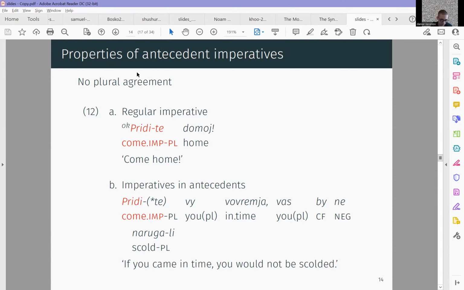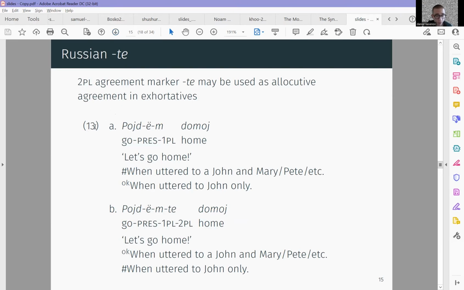And this is important because there are contexts where the second person plural agreement morpheme -te in Russian appears as a sort of allocutive agreement, as a true marker of properties of the addressee, as can be seen in 13a and 13b, Russian exhortatives. «Пойдем домой», let's go home, is fine when uttered to a single person, to John only, for example, but it is rather bad when uttered to John and Mary, Pete, and other people. If you want to say let's go home to multiple people, you say «пойдемте домой», where this second person plural morpheme -te, as we have seen on the previous slide, tells us information about the addressee.